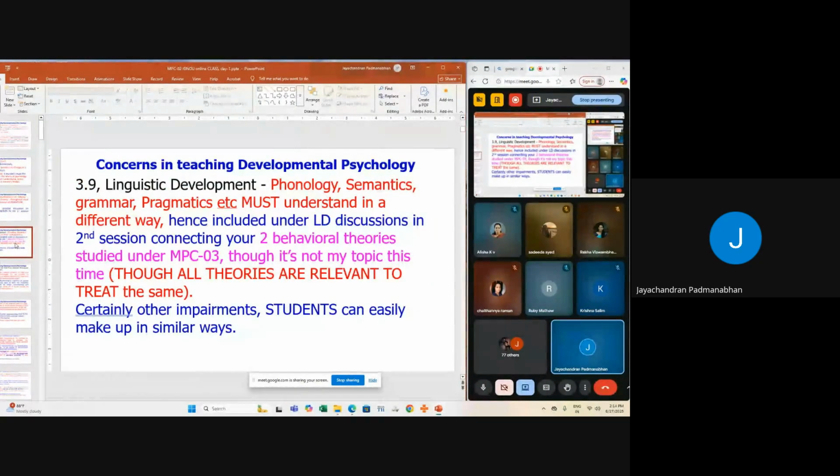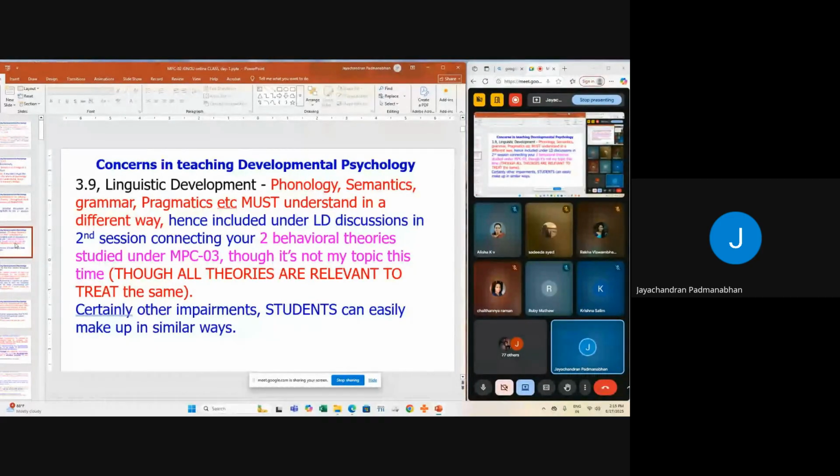Now comes linguistic development: phonology, semantics, grammar, pragmatics, etc. You must understand these in a different way. Why? Because many of you may already be doing certain teaching work, and you will understand that many children will have learning issues. So how can these learning issues be solved? All this I have to cover.